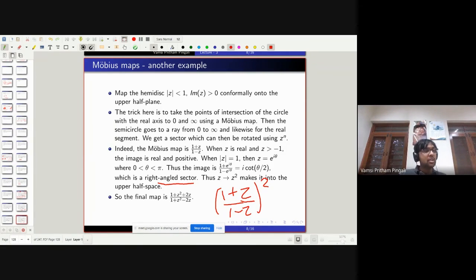But suppose we did not get a right angle sector, suppose we got a sector of angle 45 degrees, then what will you do? Well, then you take z goes to z raised to 4. Just hope for the best and take z goes to z raised to some power, and that power rotates this sector like this. You have to choose some appropriate power. What power depends on the situation at hand.